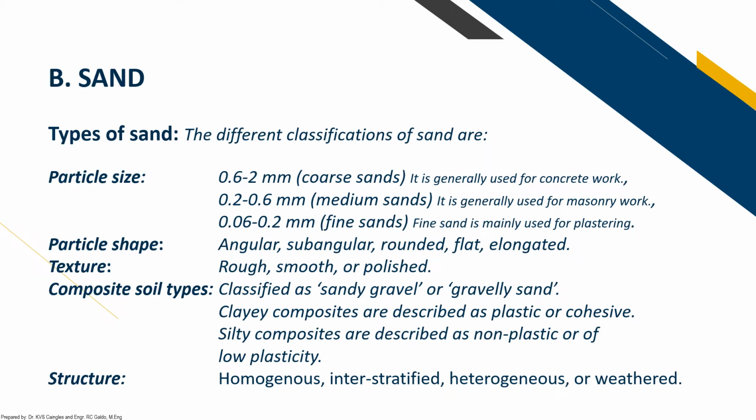If you say fine sand, ang iyahang particle size nag-range sa 0.06 to 0.2 millimeters. Okay? And usually fine sand is mainly used for plastering, kana sa imong mga masonry structures. Okay. And now, second type or classification of sand is the medium sands, wherein ang iyahang particle size is nag-range from 0.2 to 0.6 millimeters. And medium sands is generally used for masonry work, no?